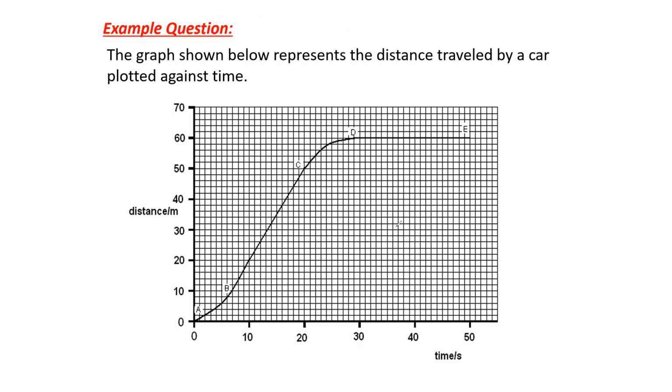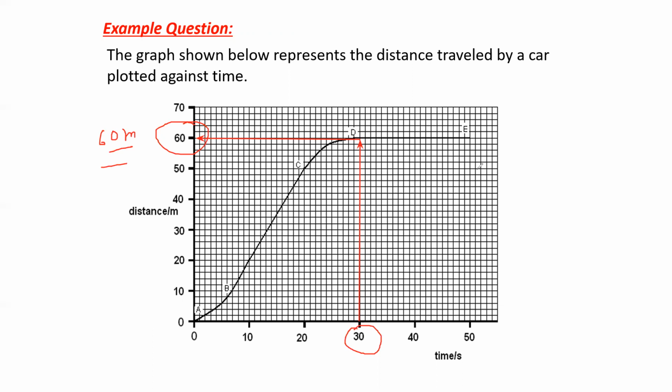This is the 30-second mark. To know the distance traveled by the car in 30 seconds, you will draw a line from 30 seconds on the graph and find the distance traveled. So after 30 seconds, what is the distance traveled by this car? It traveled 60 meters. Is it clear?